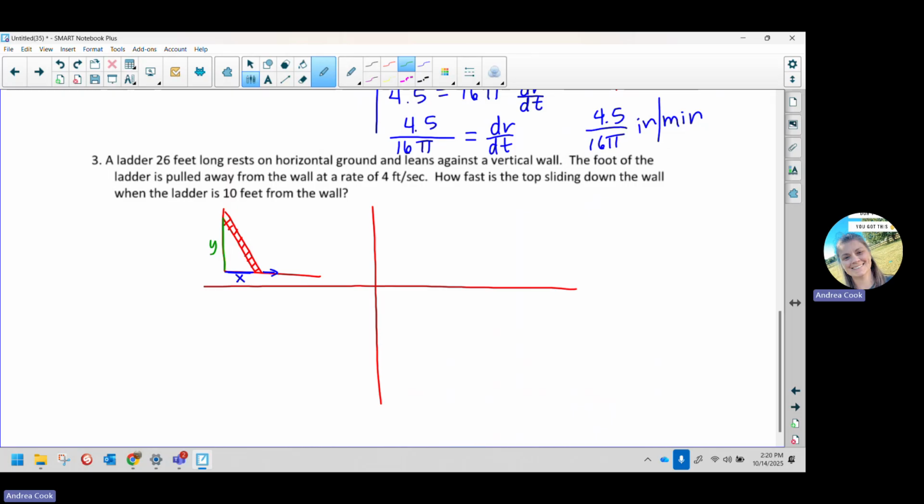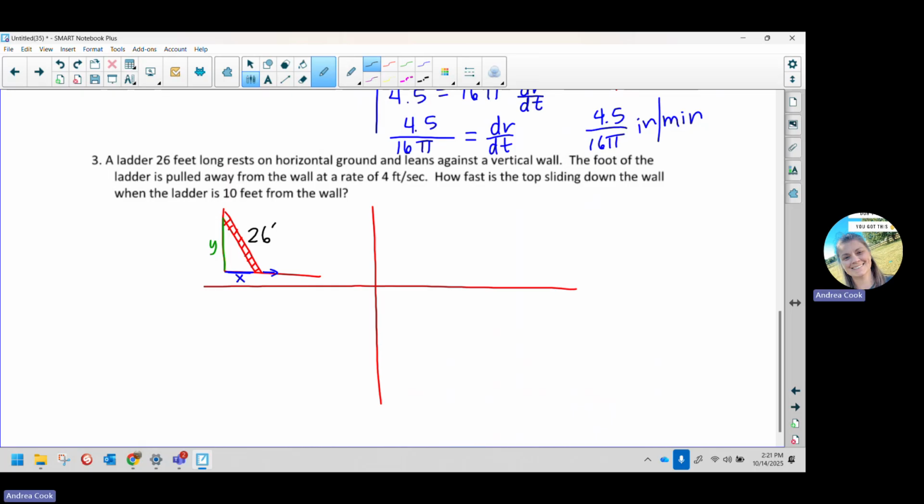Now, the 26-foot ladder, over time, is it changing lengths? No. I can label the ladder with 26 feet because it is not changing over time. It does not need a variable.